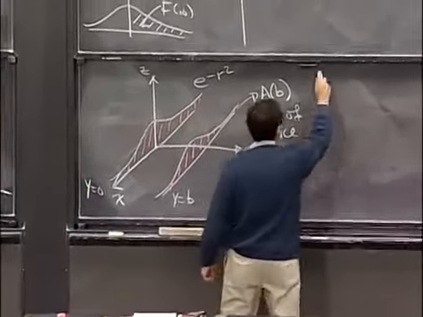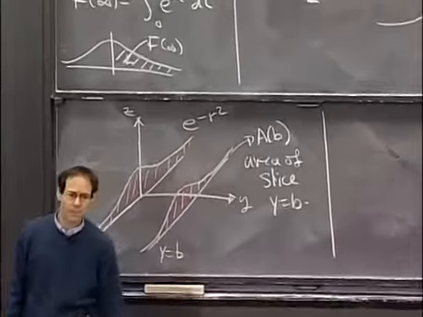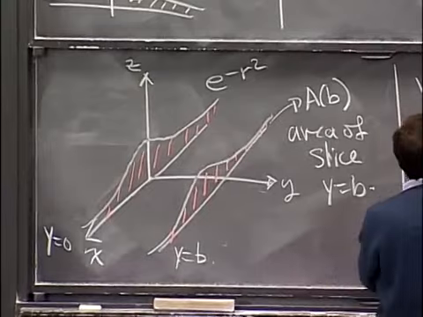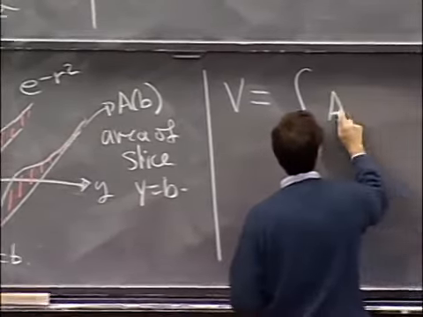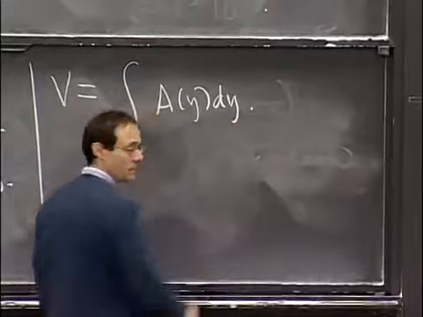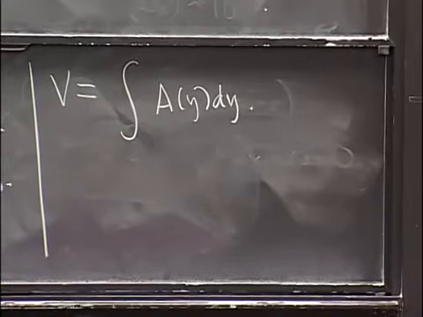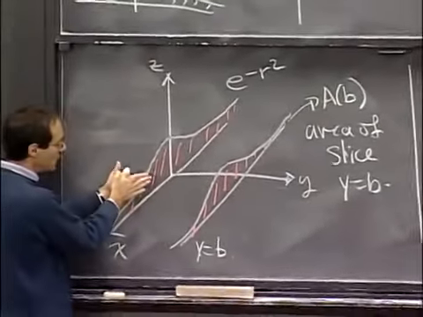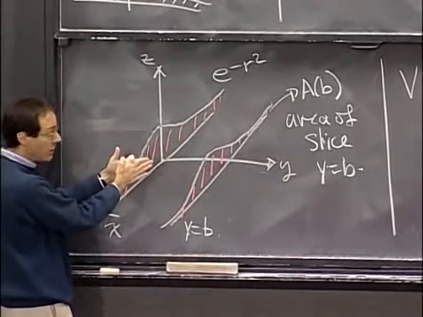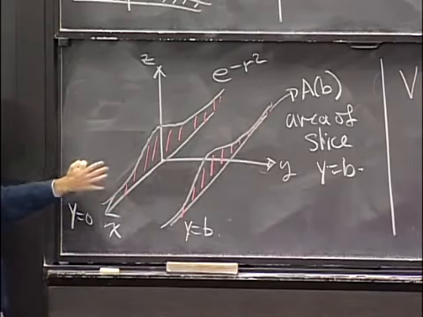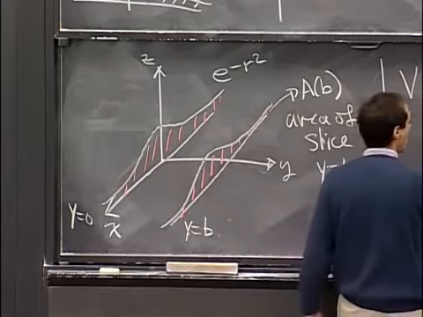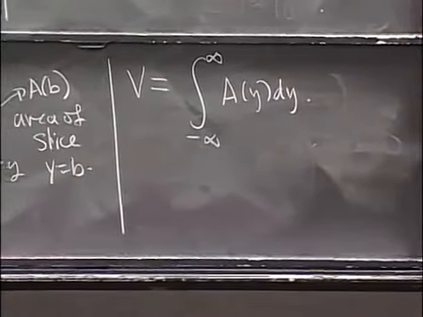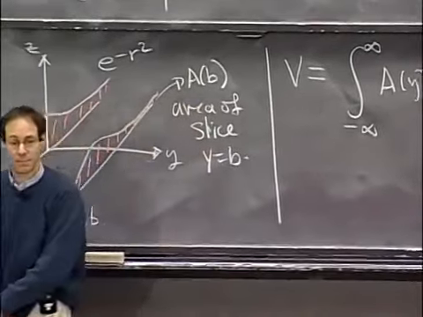Now here's the formula for volume by slices. The formula for volume by slices is that you add up the areas of the slices. That's how you do it. You take each slice, you take the cross-sectional area, and then you take a little thickness dy, and then you add all of them up. Now, because this is extending over the whole plane, we're going to have to go all the way from minus infinity to plus infinity. And this is the formula for volumes by slicing.